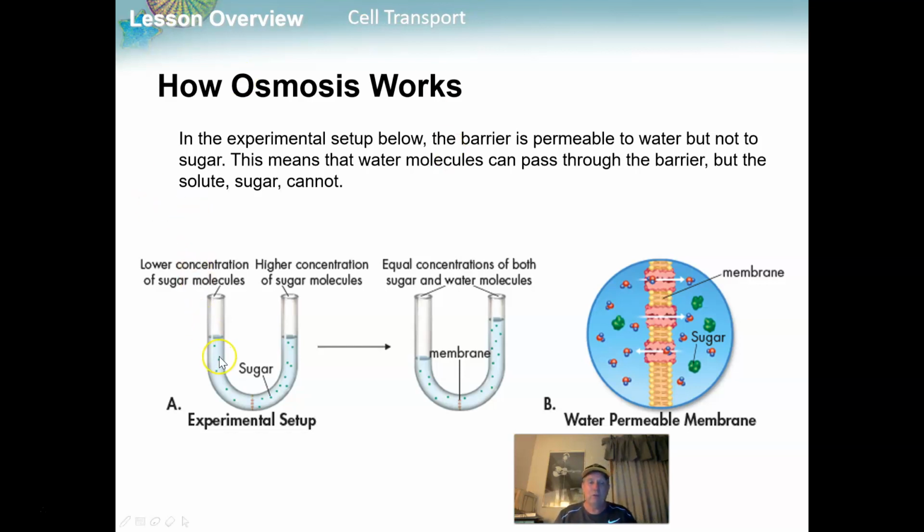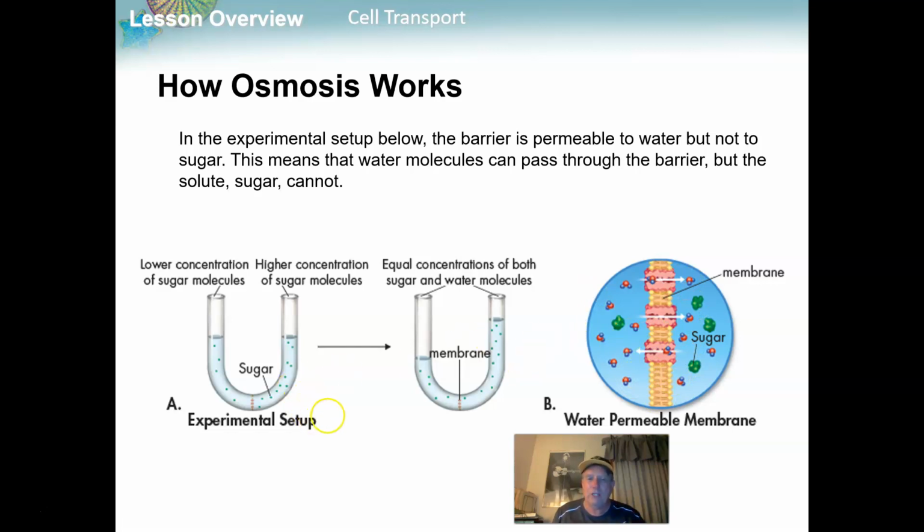So if we look over here, we see the blue dots representing the sugar. There's 1, 2, 3, 4, 5 of them, but look over here, 1, 2, 3, 4, 5, 6, a lot of them over there. So this is A and this is B. Okay, this is B, that's the membrane. Okay, so this is what we have.